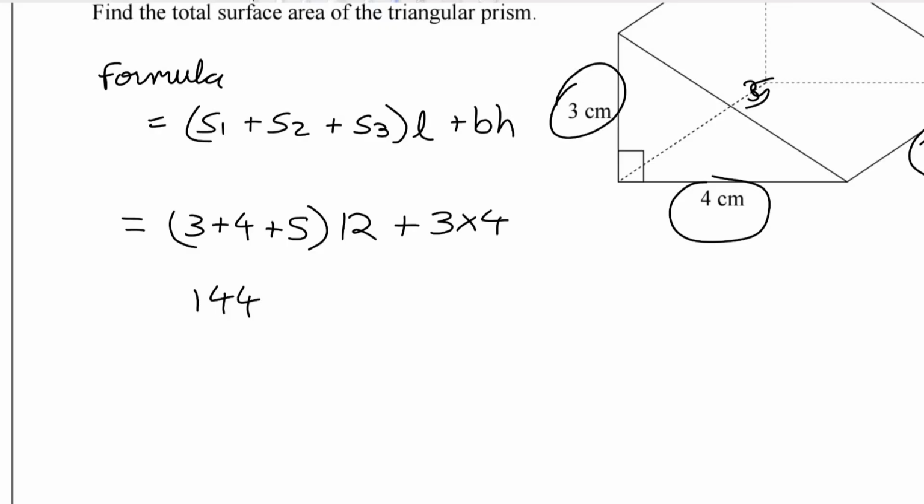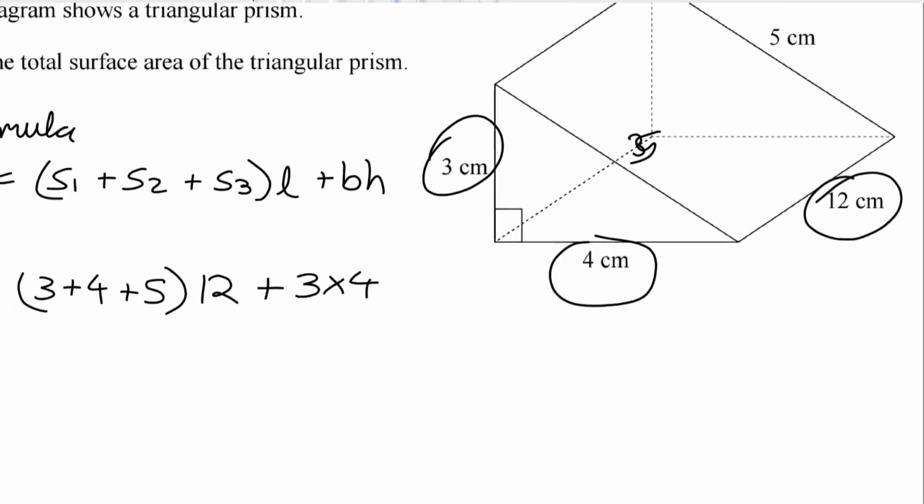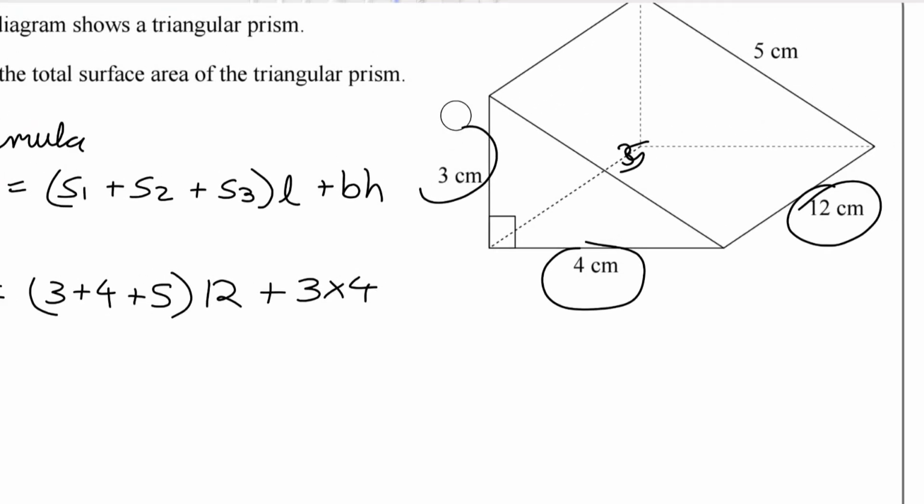This gives me a total of 144 plus 12. So what is 144 plus 12? Which is 156. So what I did is, if you guys didn't get it, basically I need to find the three sides in a triangular prism. So what are these three sides which I would find? This is the first side.